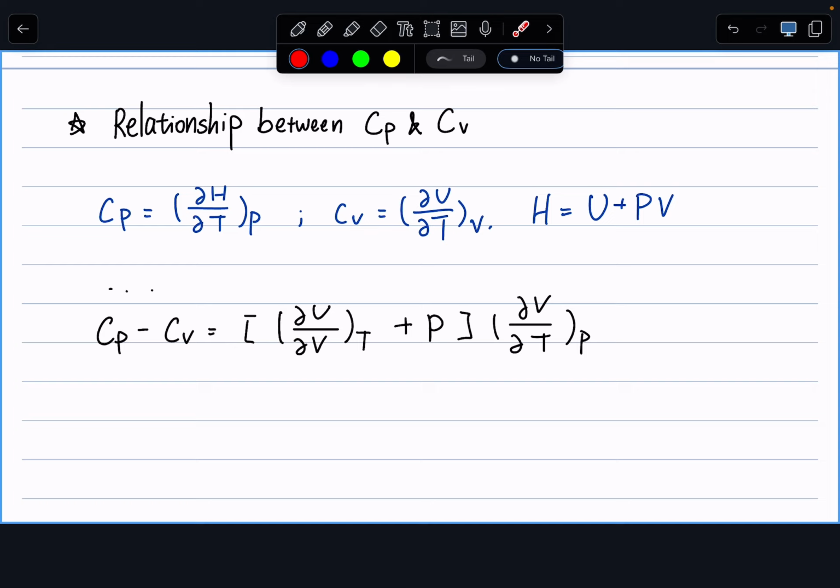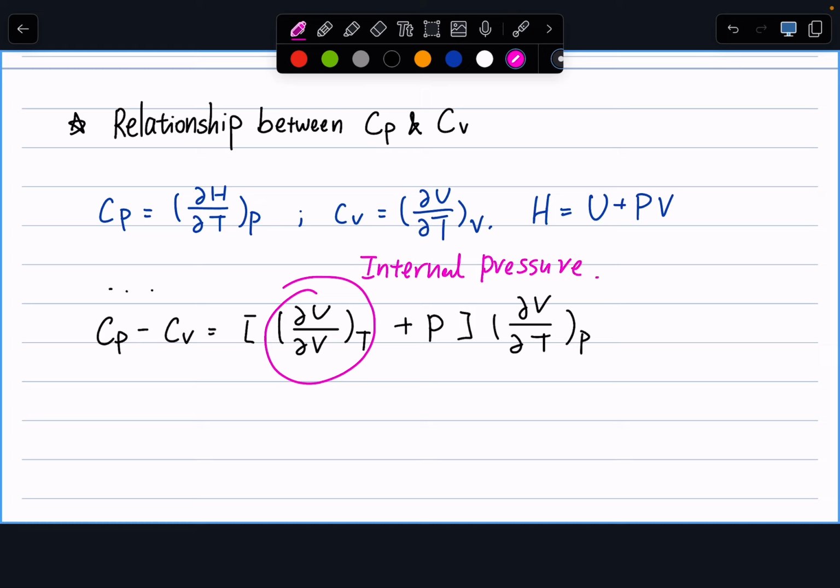Now, in this relationship, there's one more thing, which is this du over dV at constant T. So that's our internal pressure. I'll leave it to you to think about why this term is called an internal pressure by deriving the unit of this partial derivative du over dV at constant T. But nevertheless, before we do that, let's do one more practice using this relationship here.